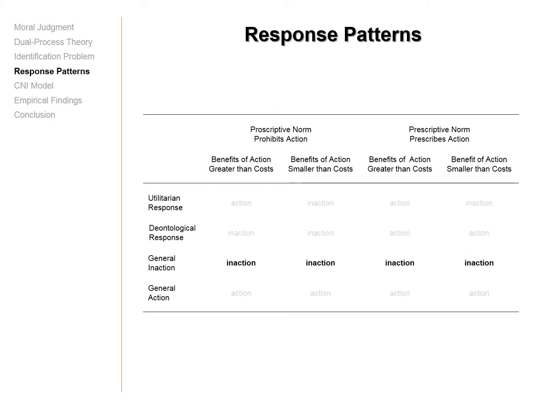This response pattern has to be distinguished from a general preference for inaction regardless of consequences and norms, and similarly, the utilitarian response pattern has to be distinguished from a general preference for action regardless of consequences and norms. So empirically, what needs to be done is this. We need to measure participants' responses across the four types of scenarios and then quantify the extent to which their responses reflect a response pattern that is sensitive to consequences in a utilitarian sense, a response pattern that is sensitive to moral norms in a deontological sense, and a response pattern of general inaction versus action regardless of consequences and norms.